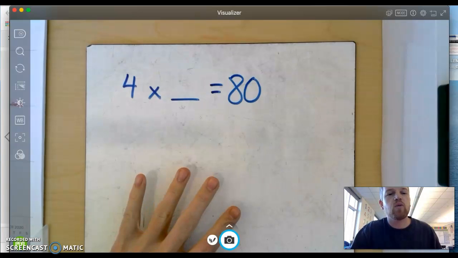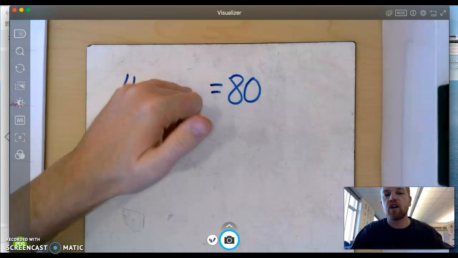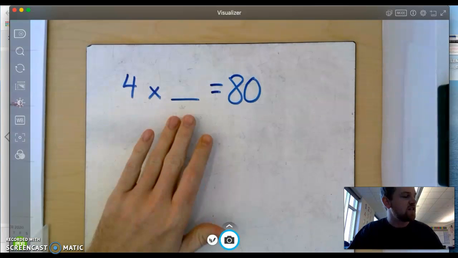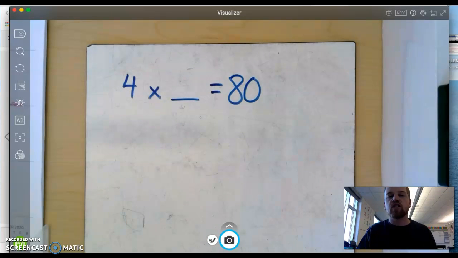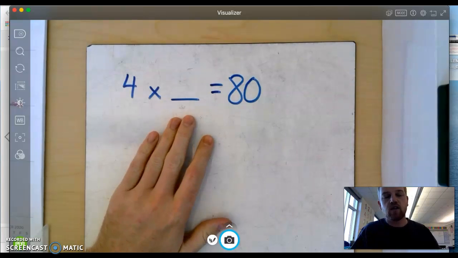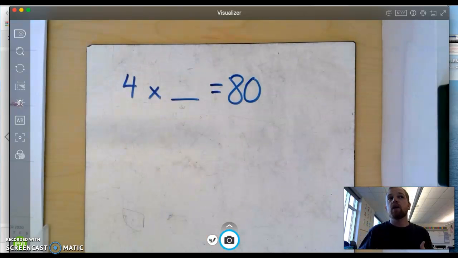All right, so we've seen these ones before. Sometimes there'll be a variable in there. It could be a letter, a question mark. This time we're just going to look at it as a blank. But I want to try and solve this and find this missing factor here. So what I'm going to do is set up my problem just like I normally would, and I'm going to think about what would make this problem work.